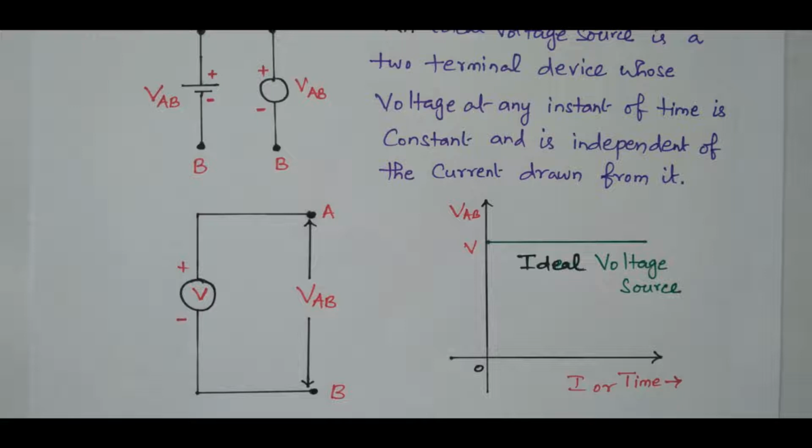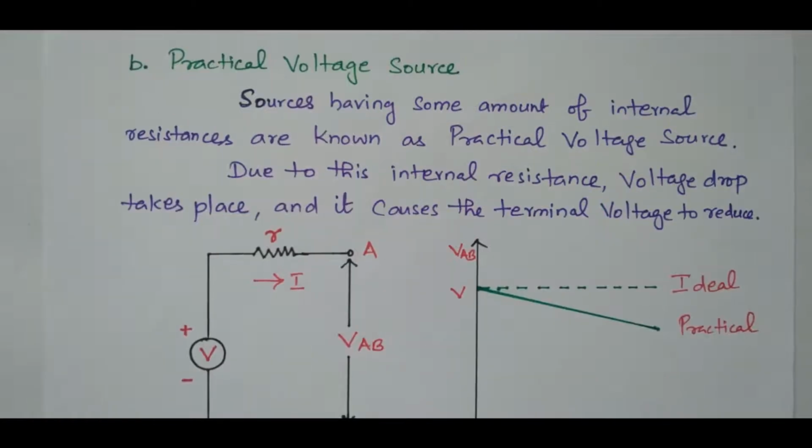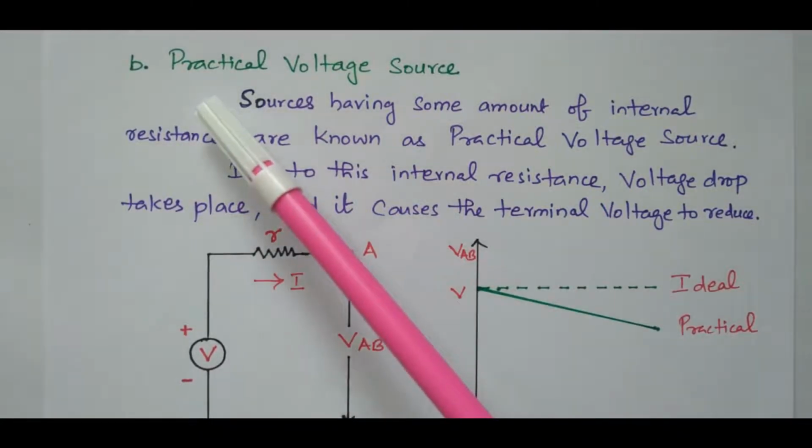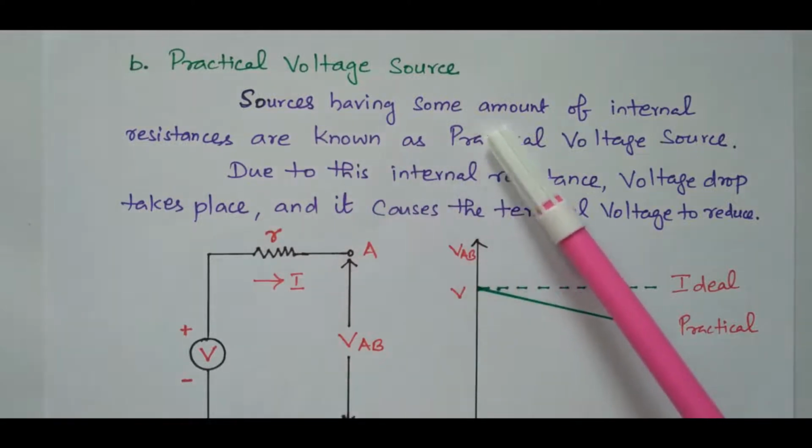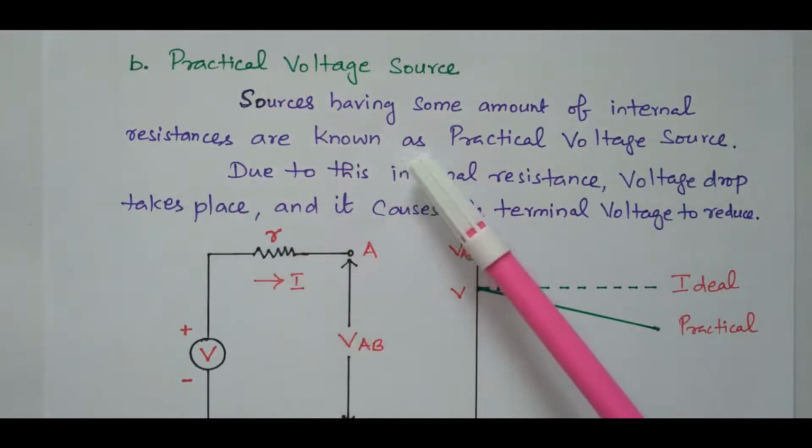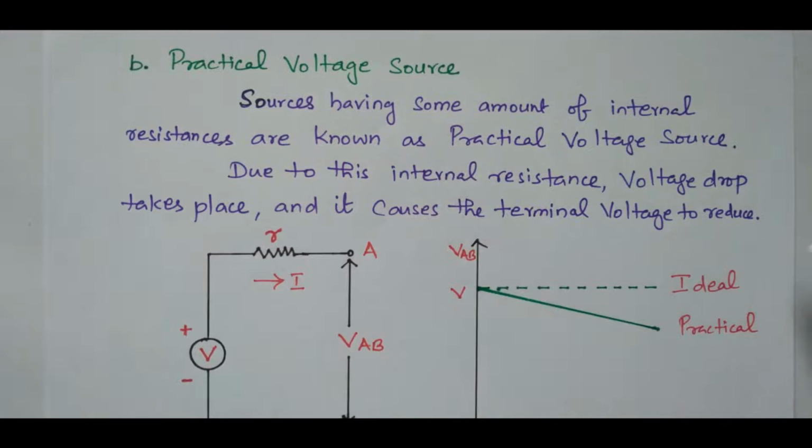Now we'll go to the practical voltage source. A source having some amount of internal resistance is known as a practical voltage source. So practically, the voltage source has some internal resistance. Due to this internal resistance, voltage drops will take place and cause the terminal voltage to reduce.